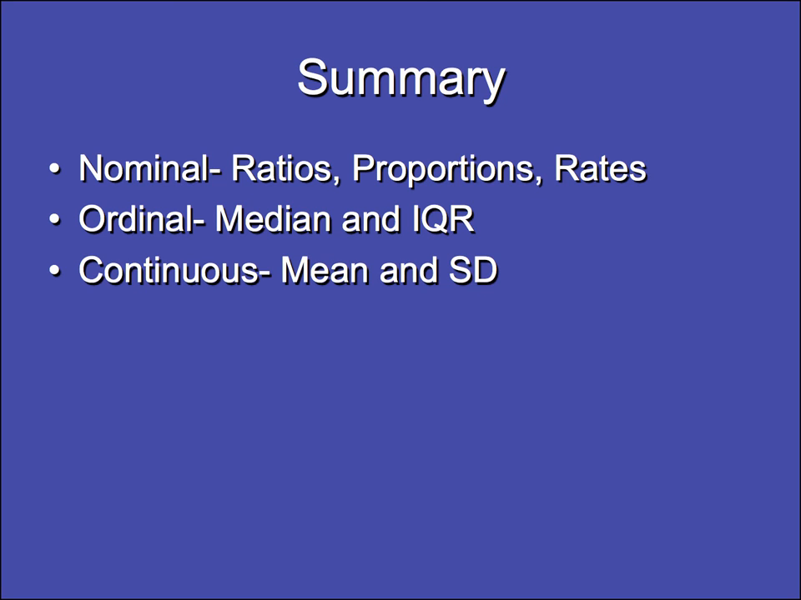So in summary, for nominal data, you'll want to use ratios, proportions, or rates to describe your data. For ordinal, you'll want to use the median and interquartile range. And then for continuous data, you'll want to use the mean and standard deviation or a 95% confidence interval. And it's always good to use Excel to make your life easier.